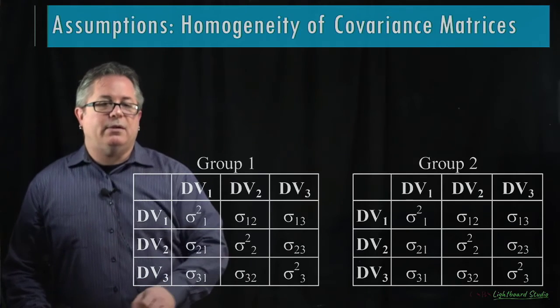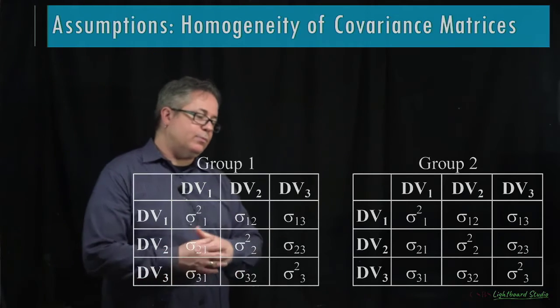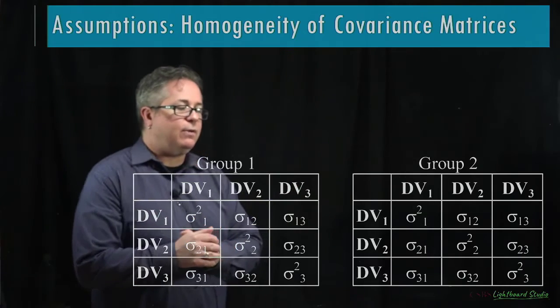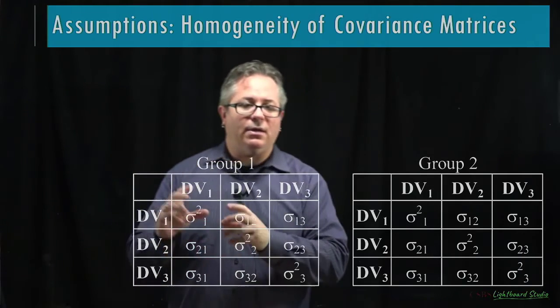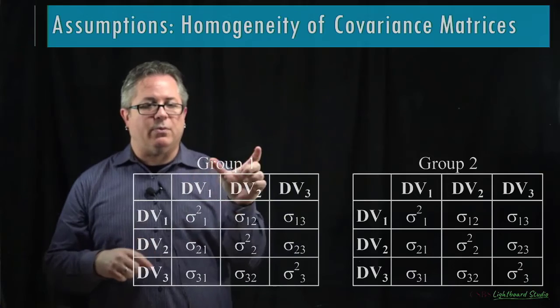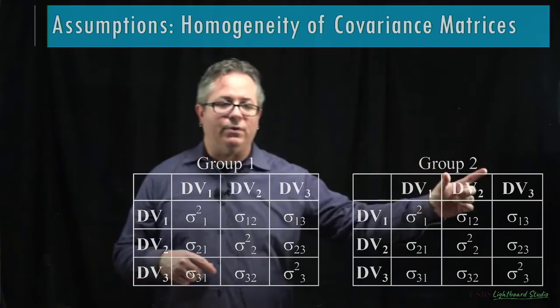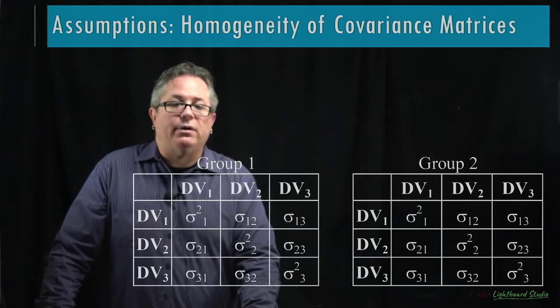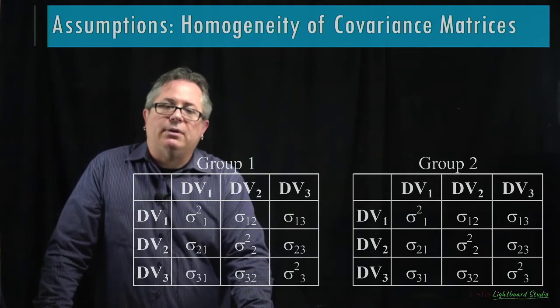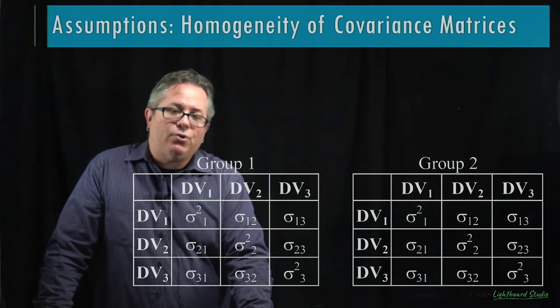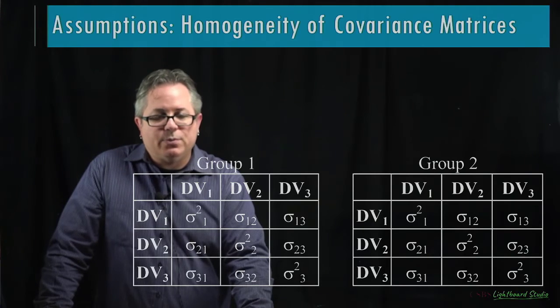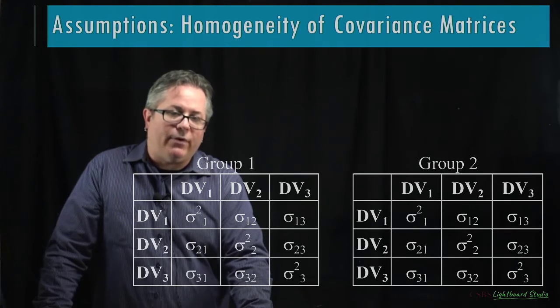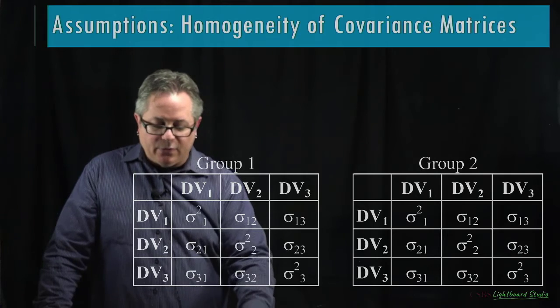Okay, so let's say we have three dependent variables, whatever they are. This is just generic. We have three dependent variables, and we want to compare group 1 with group 2. So this is essentially a Hotelling's T squared, a multivariate extension or multivariate version of a t-test. Two groups, and we're comparing them on three dependent variables.